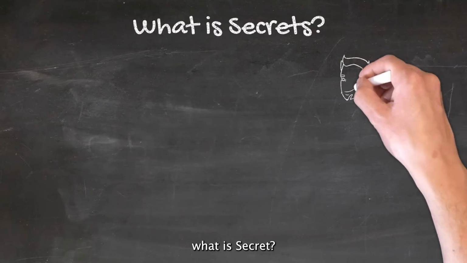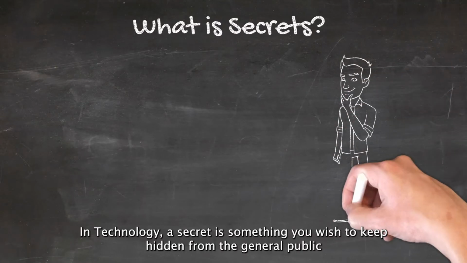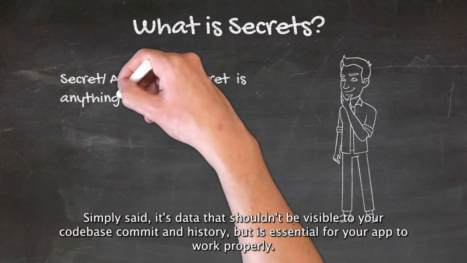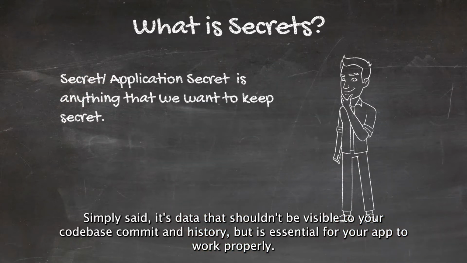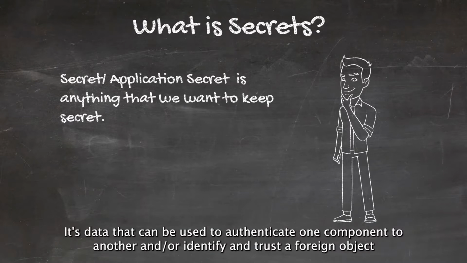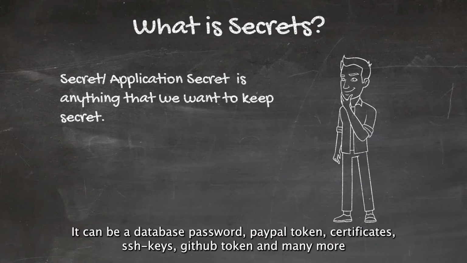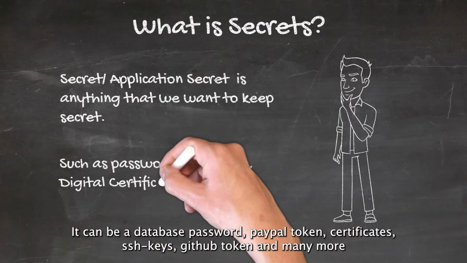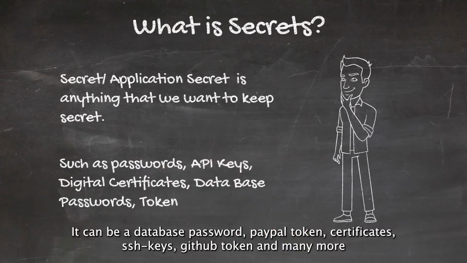What is a secret? In technology, a secret is something you wish to keep hidden from the general public. Simply said, it's data that should not be visible in your codebase commits and history, but is essential for your app to work properly. It's data that can be used to authenticate one component to another and/or identify and trust a foreign object. It can be a database password, PayPal token, certificates, SSH keys, GitHub token, and many more.